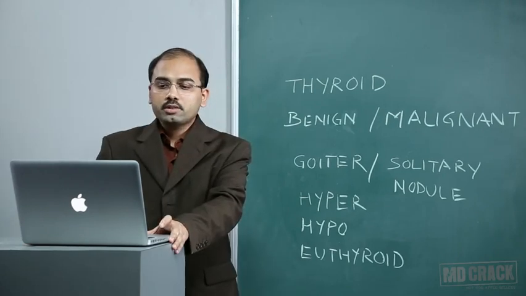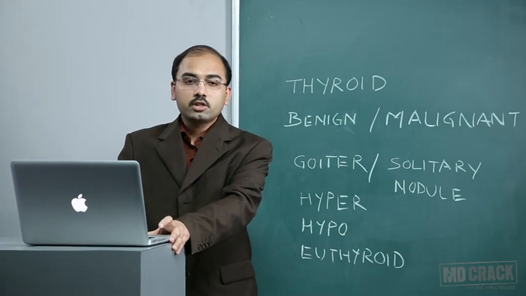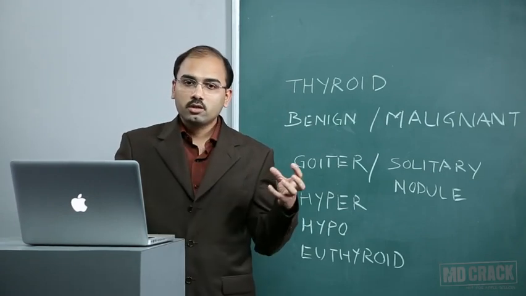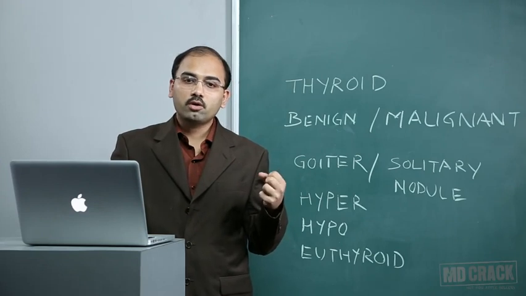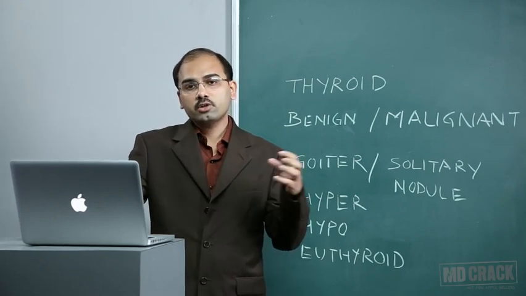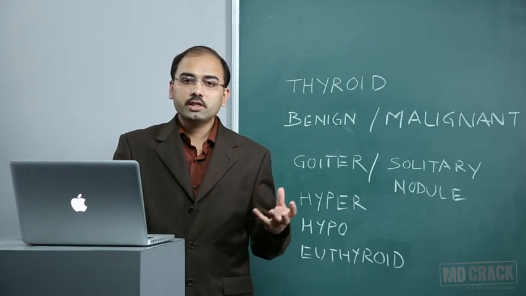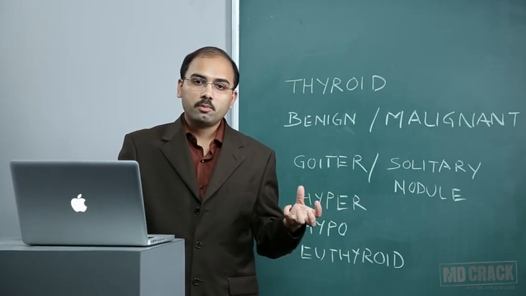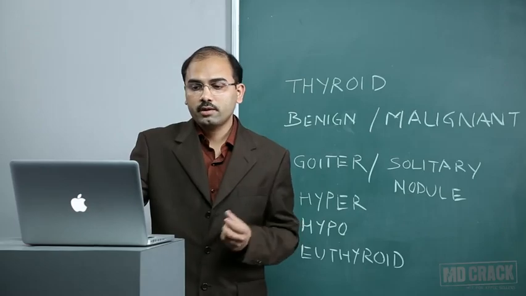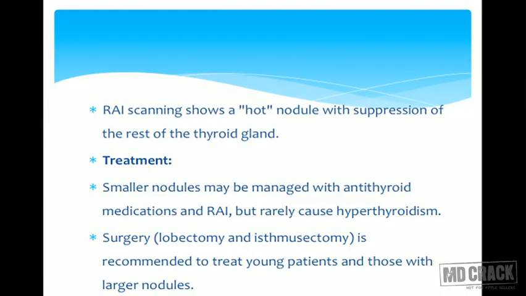So the radioactive iodine scan will show a hot nodule with suppression of the rest of the thyroid gland. It will take up most of the iodine avidly, or most of the technetium avidly, and the rest of the gland will be suppressed because there won't be any TSH stimulation to absorb the radioactive agent in the other parts of the gland. So how do we treat? Smaller nodules may be managed with antithyroid medications and radioactive iodine, but rarely cause hyperthyroidism. Surgery with lobectomy and isthmusectomy is recommended to treat young patients and those with larger nodules.